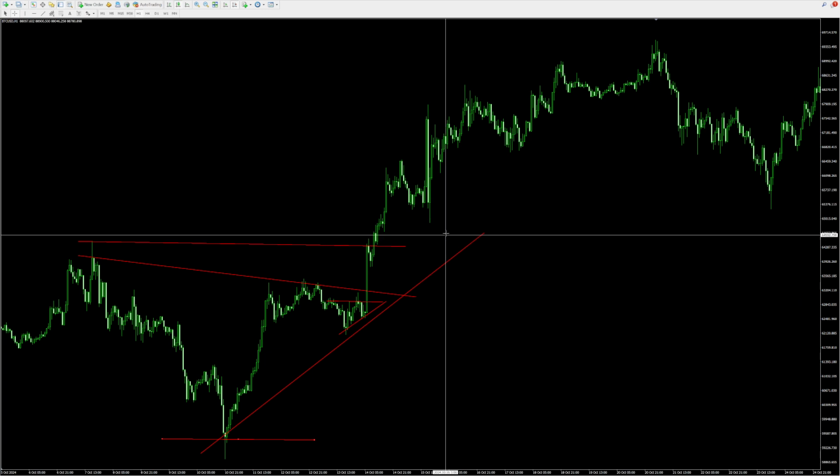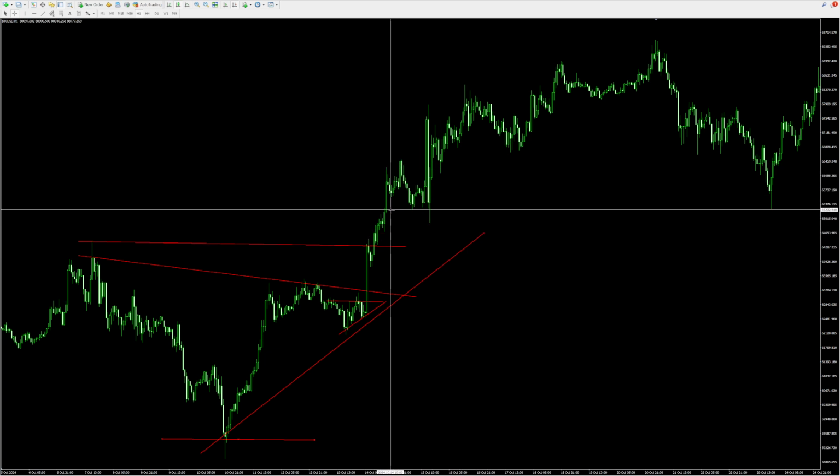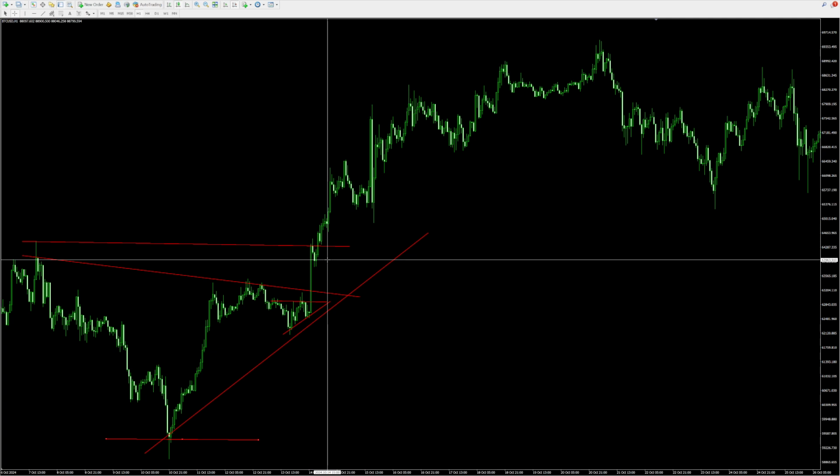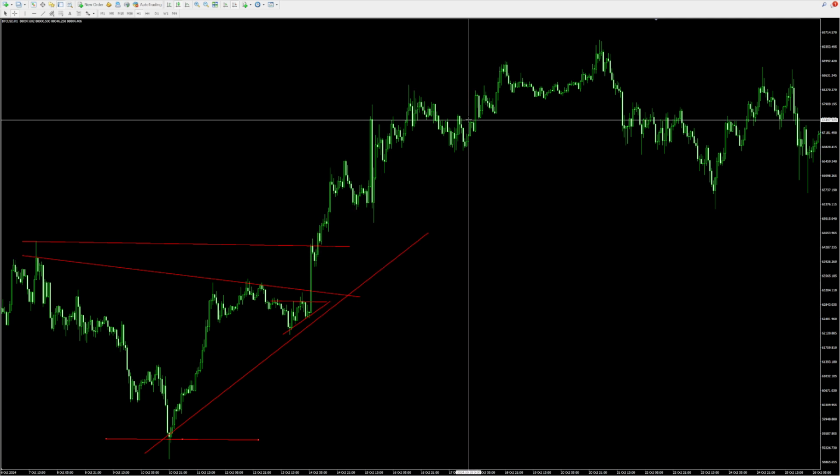As I said, you can use this strategy on any trading instrument. The key is determining the trend direction and timing your entry into the trade. And then once you're in it, we want to let the profits run, okay, as much as possible.